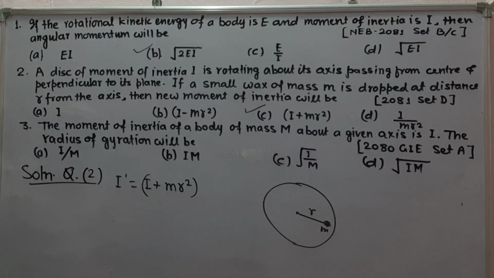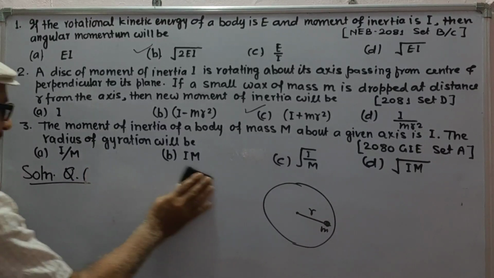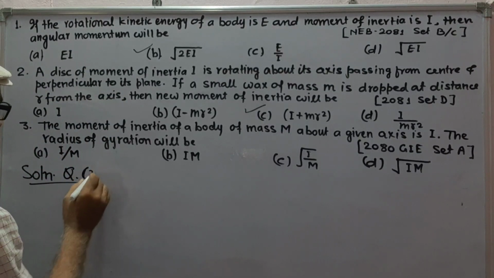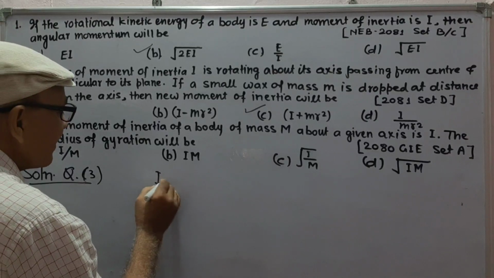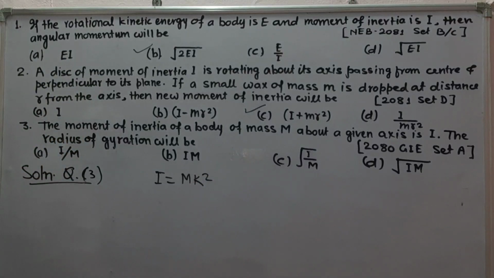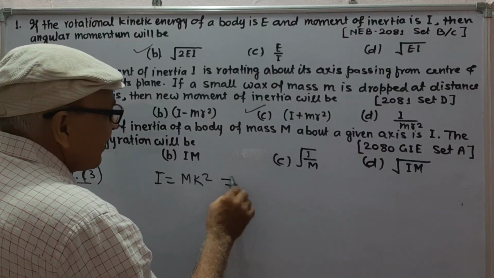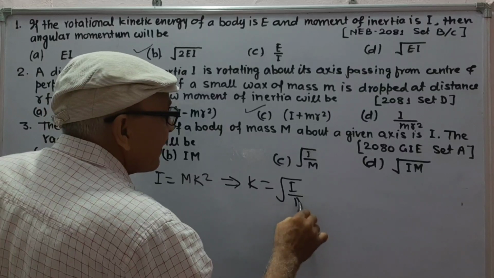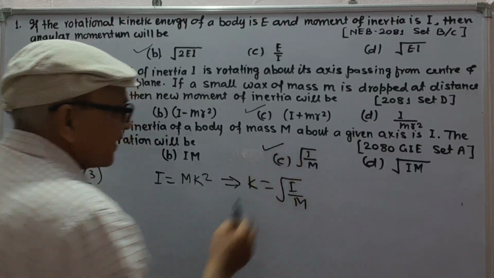Next question number 3. The moment of inertia of a body of mass m about a given axis is I, then the radius of gyration will be. So solution to question 3. We know I is equal to m k square, moment of inertia is equal to mass into square of radius of gyration. So radius of gyration k will be equal to under root I upon m. So the correct option will be C.